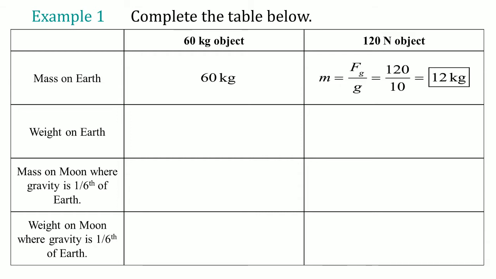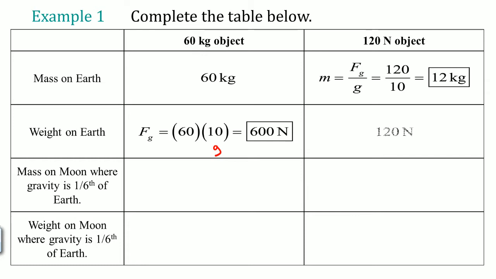What is the weight of the 60 kilogram object? Well, it would be 60 times 10 because this is the gravity. So it would be 600 newtons. What about the 120 Newton object? Well, it's still 120 newtons because this is the force of gravity.